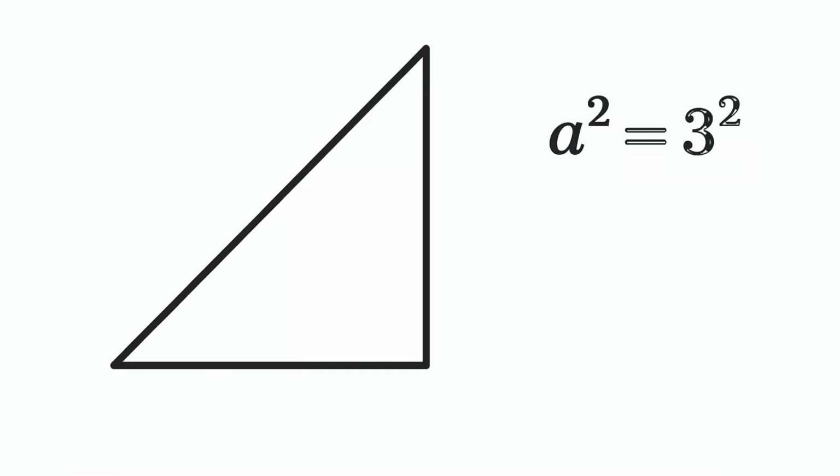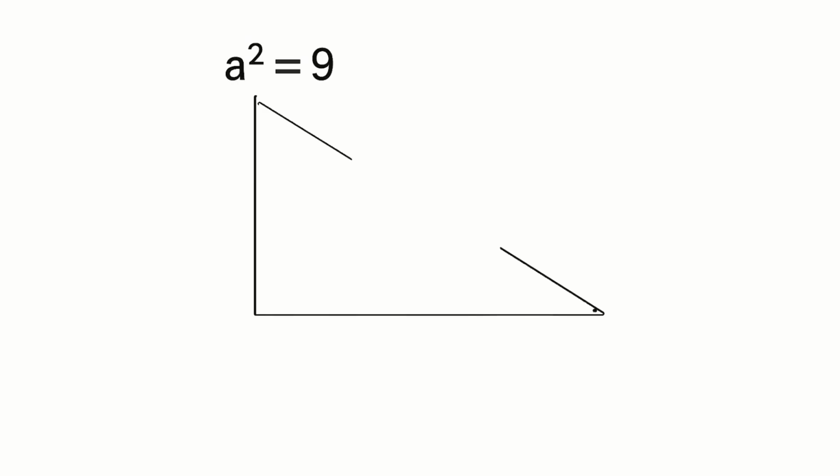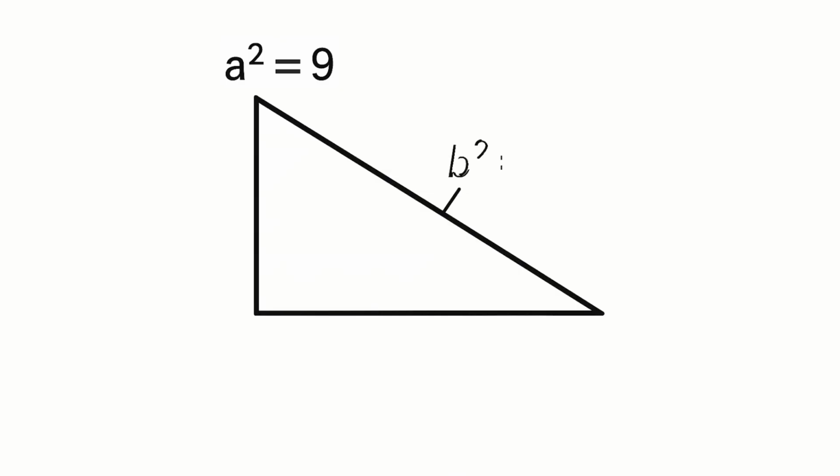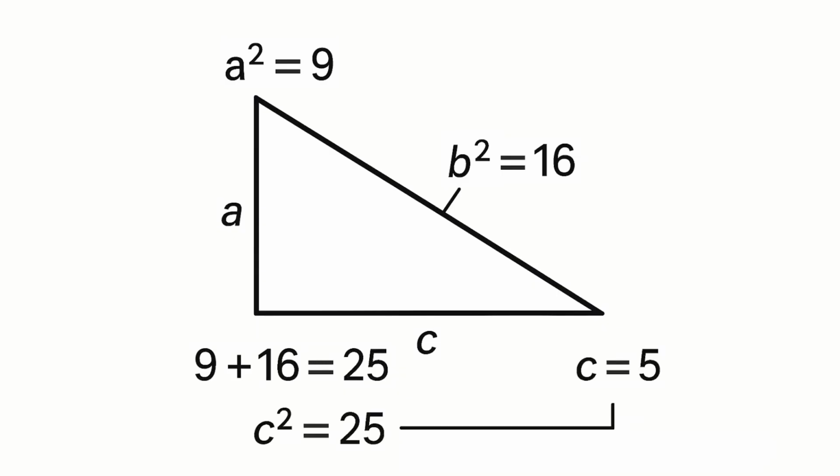Let's try a simple example. Say one leg is 3 units long and the other is 4. Then a squared is 3 squared, or 9, and b squared is 4 squared, or 16. Add them. 9 plus 16 equals 25. So c squared is 25 and c is 5.